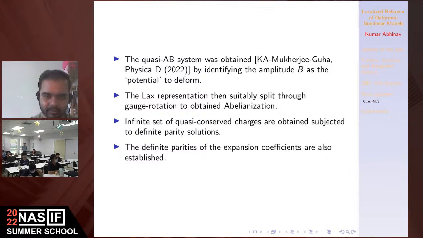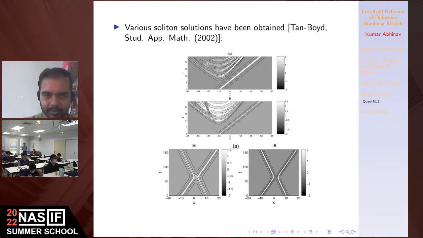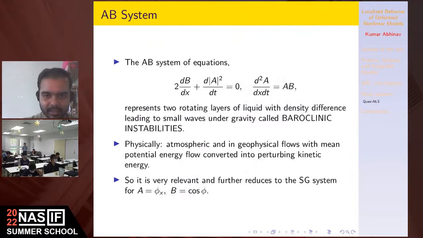So what we did recently is a quasi deformation of the AB system, which is possible because, see, the AB system, if you notice, these are nonlinear but first order differential equations. That's a second order, but you cannot point out what the potential is. But we take a notion, because the AB system is a generalization of the Sine-Gordon system, where B is cos phi. So B is like a potential.